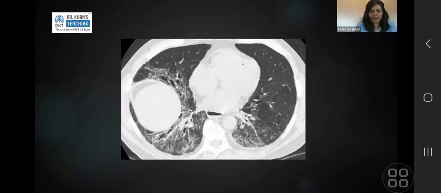Okay, let's look at the scan again and look at the predominant abnormality. The predominant abnormality on the scan is ground glass, not reticulation. So you can see ground glass on both sides. It is clearly more on the right side. The ground glass has a bit of texture to it. So I think some of you may be confused by the texture and in calling that reticulation.